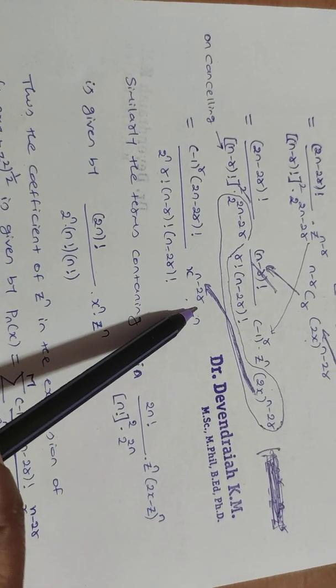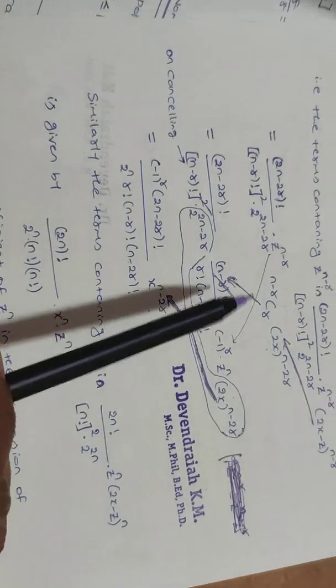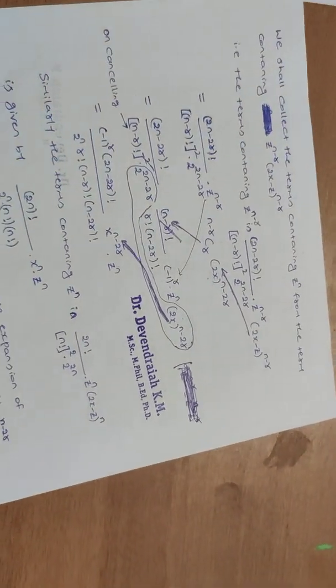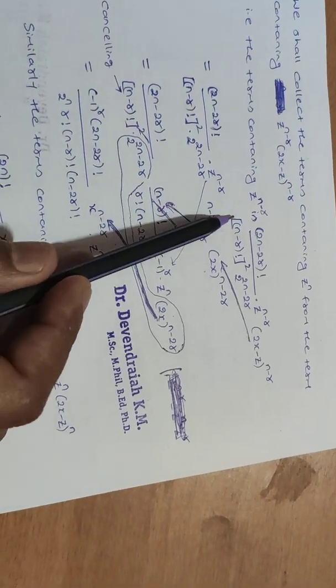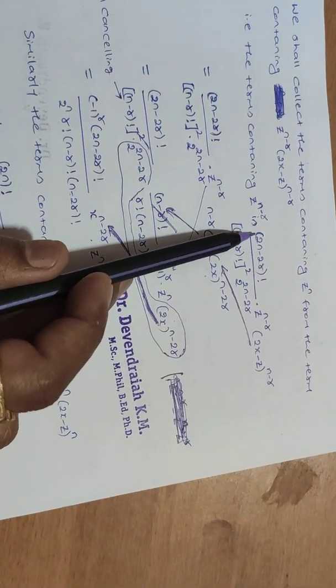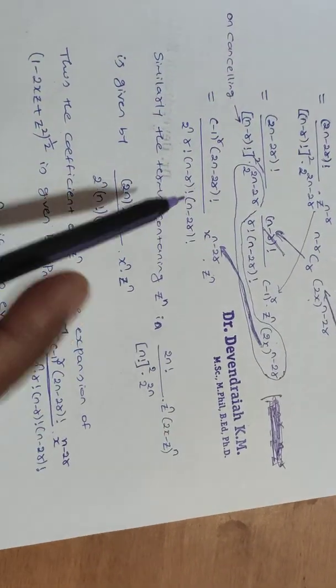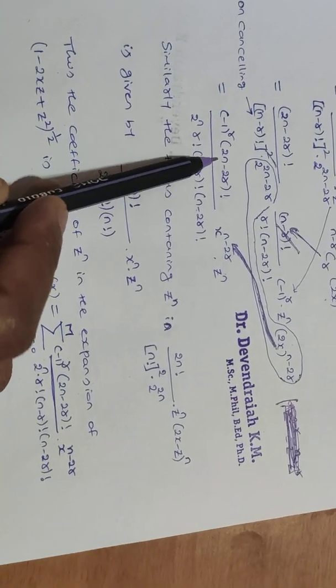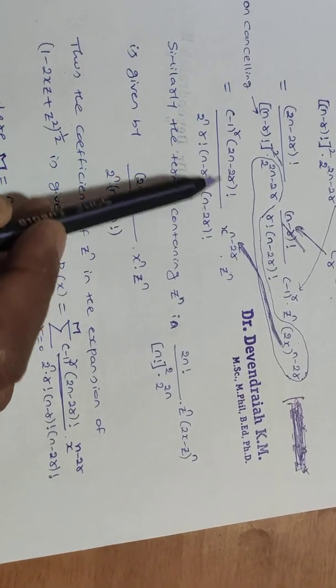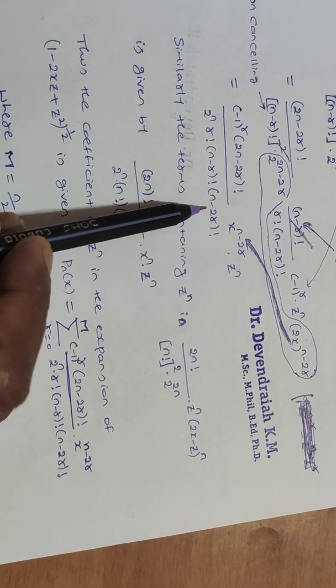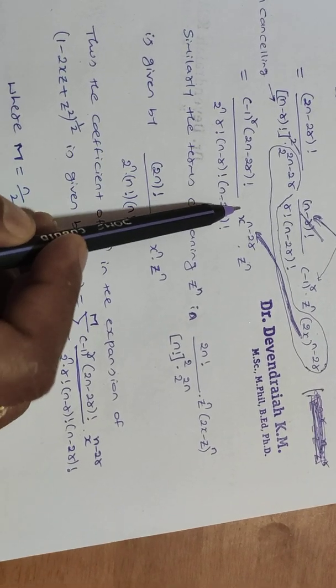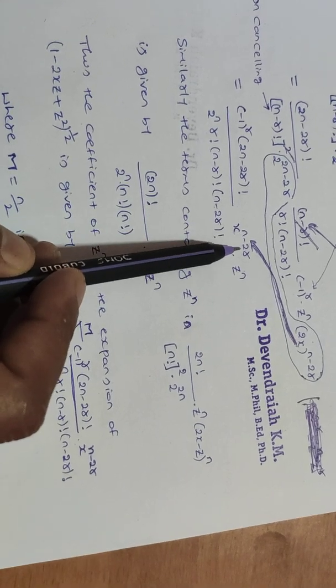So this is nothing but the terms containing z to the power n minus r, which will be minus 1 to the power r into 2n minus 2r factorial divided by 2 to the power n into r factorial into n minus r factorial into n minus 2r factorial into x to the power n minus 2r.